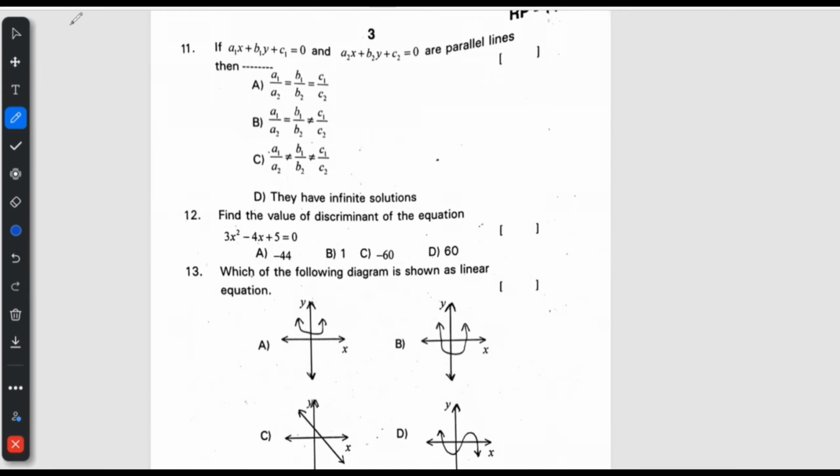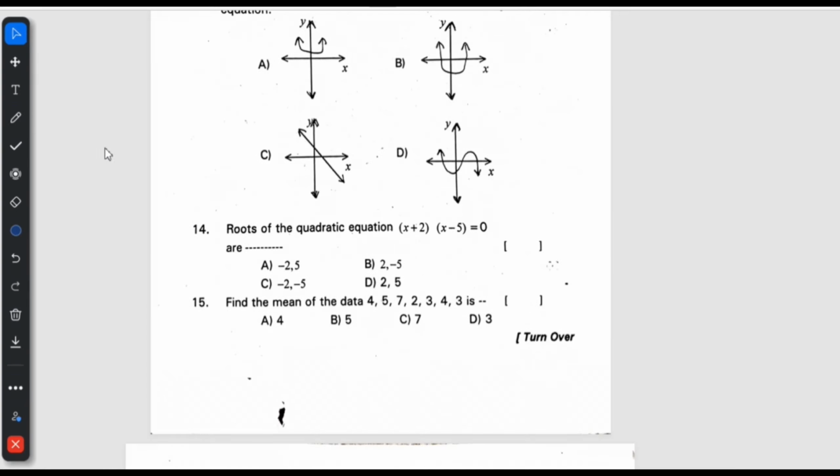So we can move to the next question then. Question number 14. The roots of the quadratic equation. Very simple question. This is x plus 2 will be 0 or x minus 5 should be 0. That is x plus 2 equals 0, x value is nothing but negative 2, or x minus 5 equals 0 means x will be nothing but 5. So the option will be negative 2 comma 5, option A.